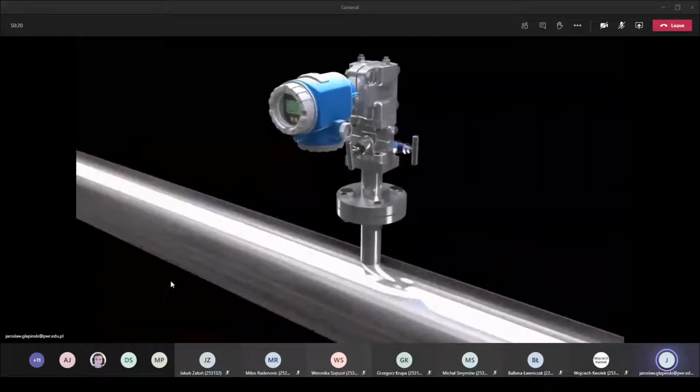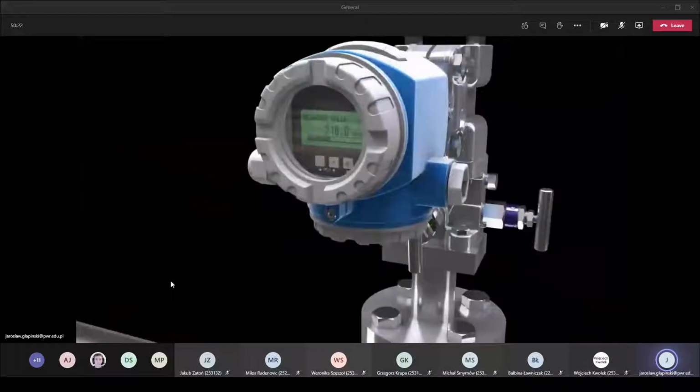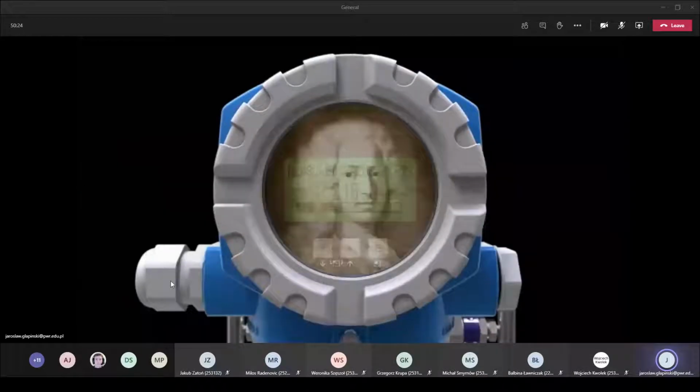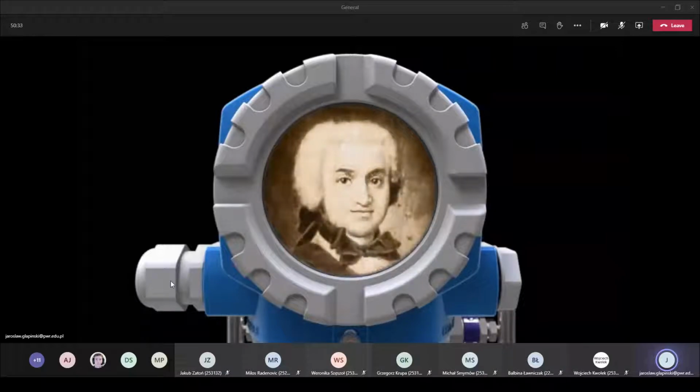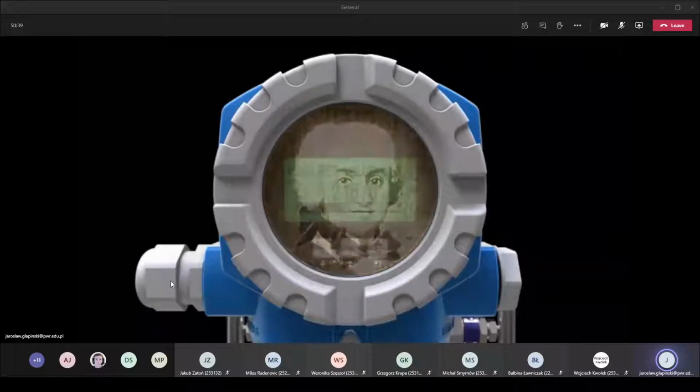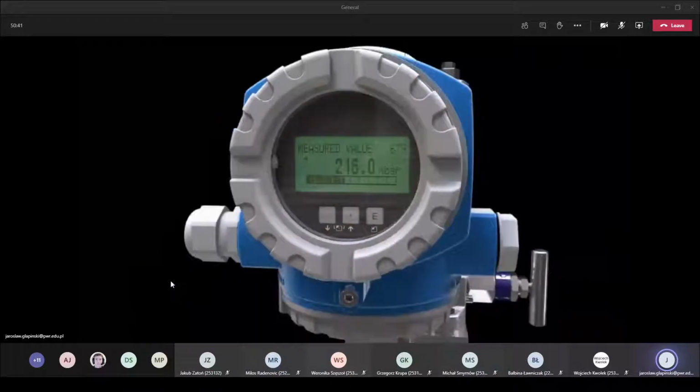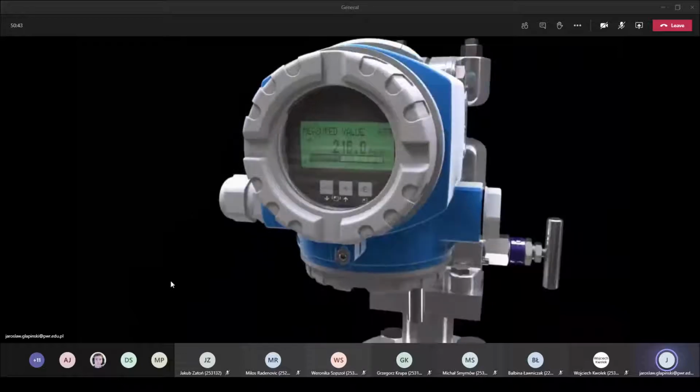Some 300 years ago, Swiss mathematician and physicist Daniel Bernoulli discovered a direct relationship between the pressure and speed of a fluid flowing in a pipe. At the same time, the French engineer Henri de Pitot constructed a device for measuring the traveling speed of ships using flow pressure. His instrument is known as the pitot tube.